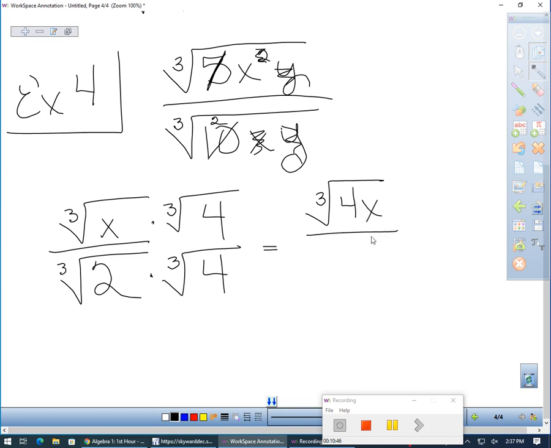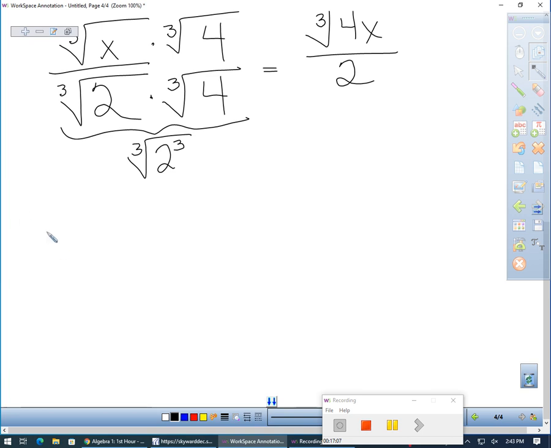On the bottom, I technically have the cube root of 2 to the third, right? There were 3 2's, or 8. I can just take out a group of 2's, so I get 2 on the bottom. Example number 5. Yeah, there's nothing else to do.